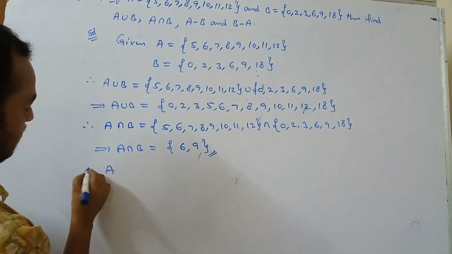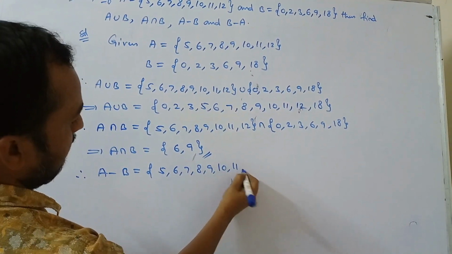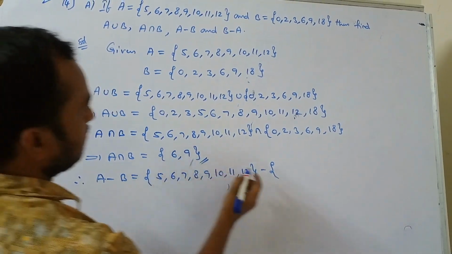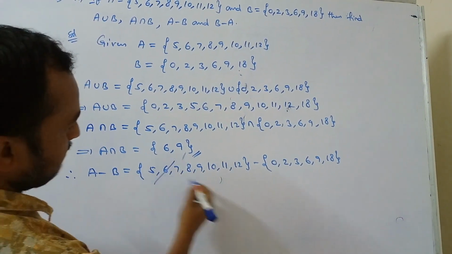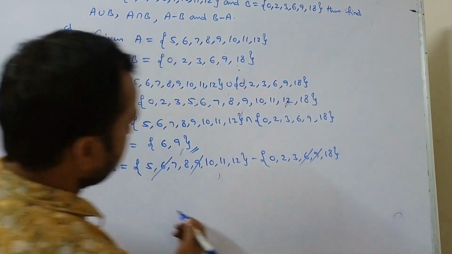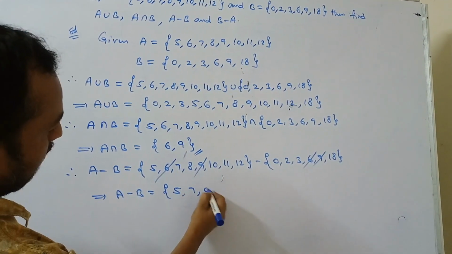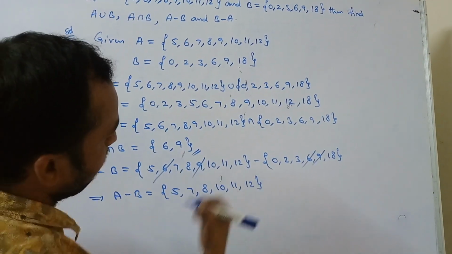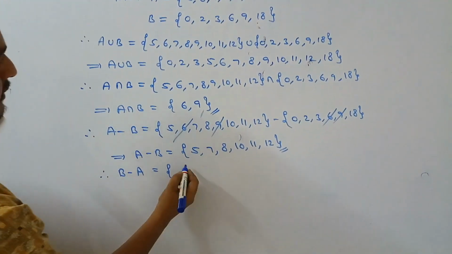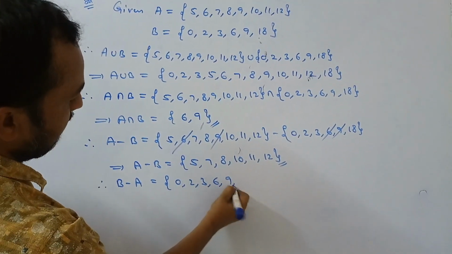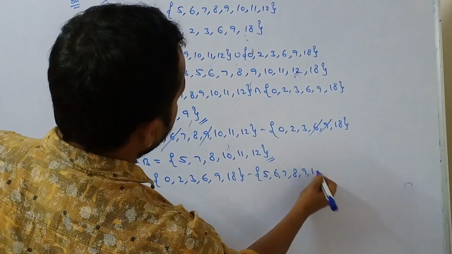Next, A minus B. First, A set: 5, 6, 7, 8, 9, 10, 11, 12 minus B set: 0, 2, 3, 6, 9, 18. Now, 6 cancel, 9 cancel. We should consider only the first set: 5, 7, 8, 10, 11, 12. Next, B minus A, the last one. Write down B set: 0, 2, 3, 6, 9, 18 minus A set: 5, 6, 7, 8, 9, 10, 11, 12.